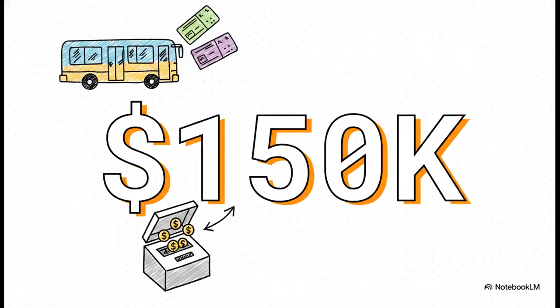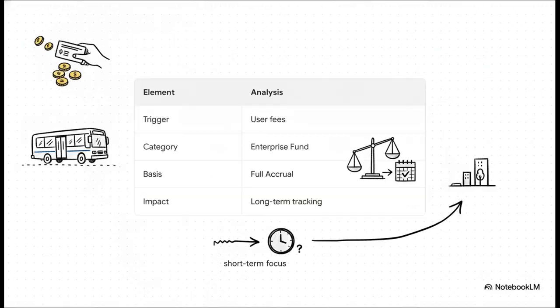Okay, scenario 2. Riverton collects $150,000 in public transit revenue from daily bus riders. Run that through your mental framework. The trigger here is user fees charged to external customers, which firmly places this in an enterprise fund. Because it's proprietary, we use full accrual accounting and the economic resources measurement focus.